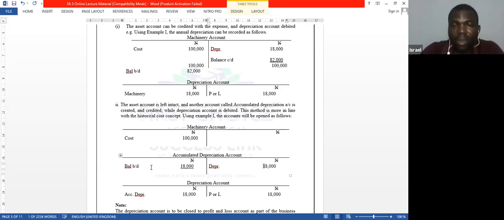Now that we have closed the account for the period, we need to close the asset account as well. So how do we close the asset account? Come back here and we put balance carried down, and our balance carried down is 100,000. Our asset account will not change. A minute, please.